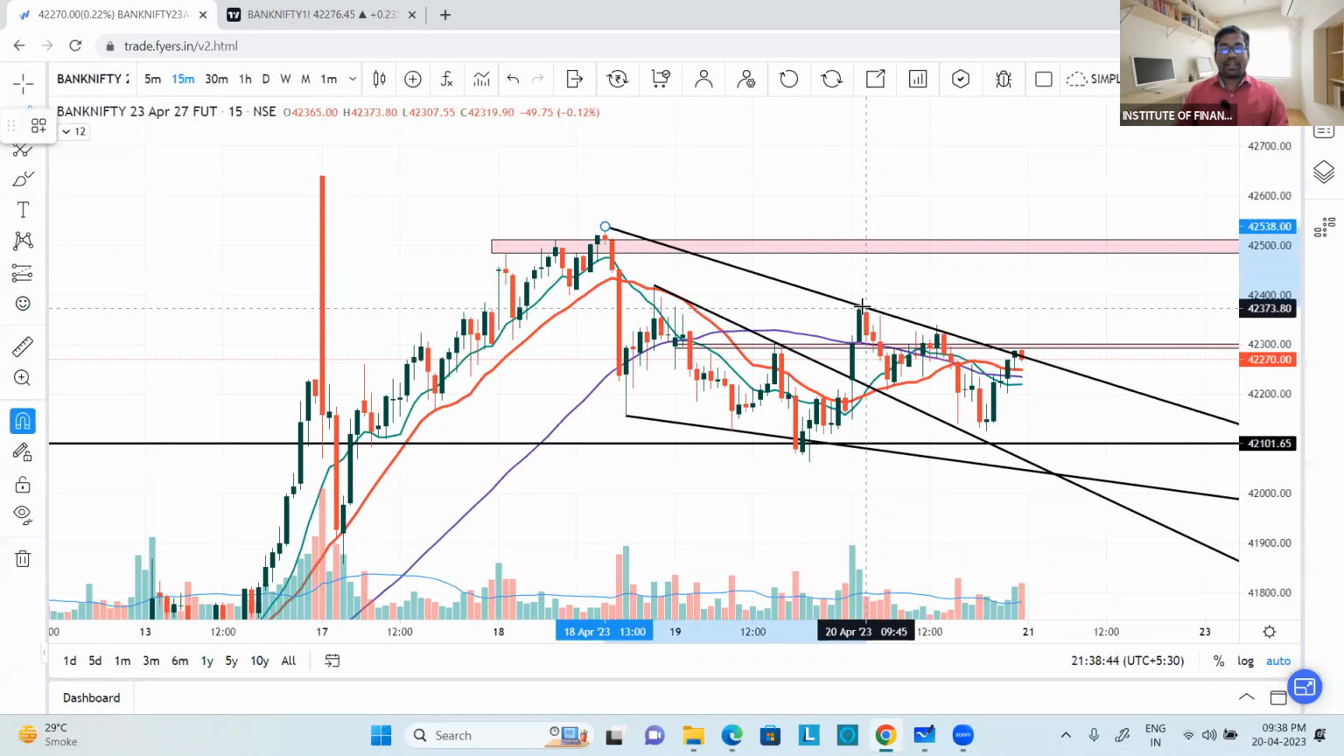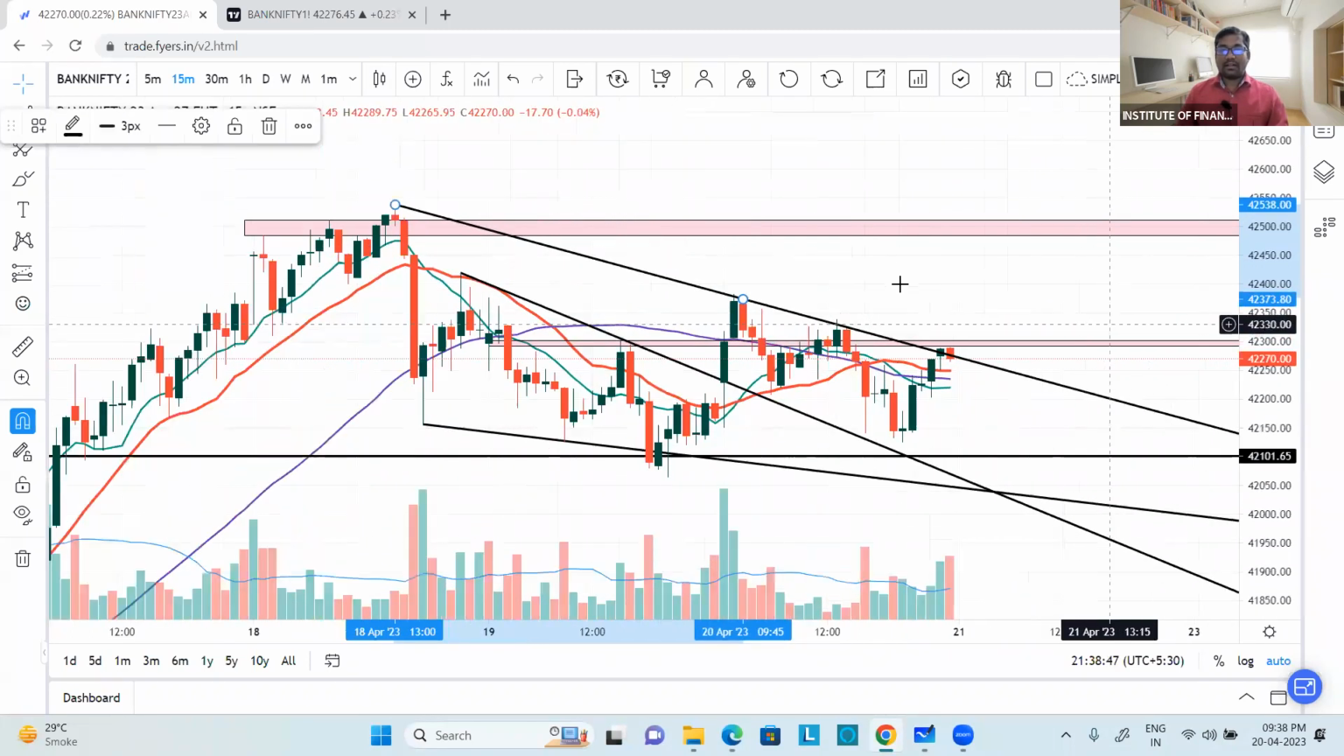I am teaching you very simple, learn it. Now look here, there is a horizontal resistance going and this trend line resistance is coming. Now these are the two. If you get one more resistance here, it will be stronger. So it is more than 2.